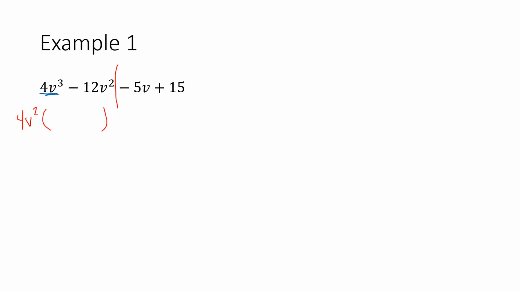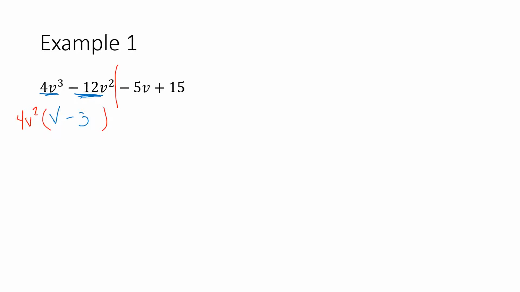If I factor out a 4, that's going to leave 1x. And then the minus 12x squared, if I factor out a 4, that's going to leave me with minus 3. And I took away both of those x's, so just that part right there.